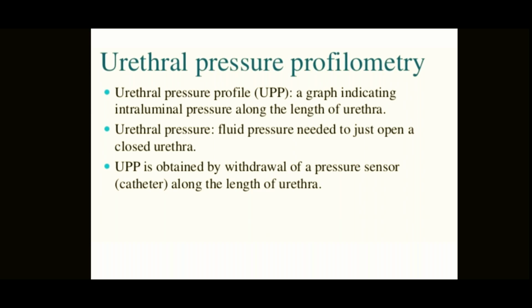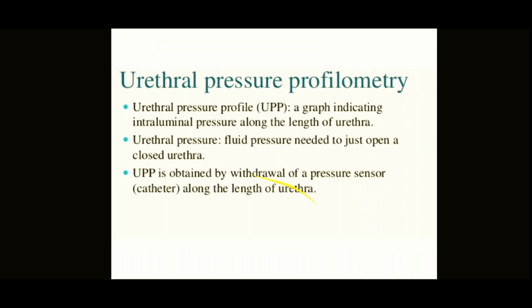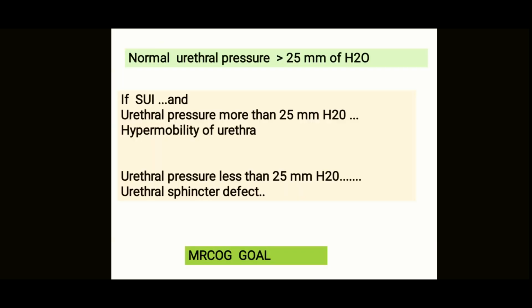So what it is, we just see how much pressure is required to open the closed urethra. Now that generally is more than 25 mm of H2O. In SUI, if you can see that the patient is leaking on effort and the urethral pressure is more than 25 mm of H2O, it is hypermobility of the urethra.